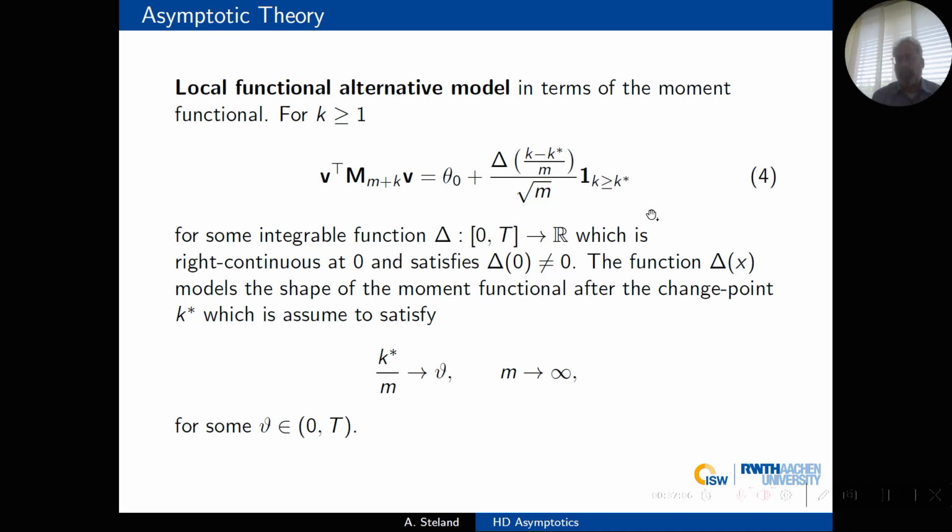So if the training sample gets larger, then we make the problem of detecting this functional alternative harder for the procedure. And this is the right scaling to obtain formulas which are not degenerate. For this part of the theory, it is assumed that the change point is located asymptotically at a certain fraction relative to the sample size m.